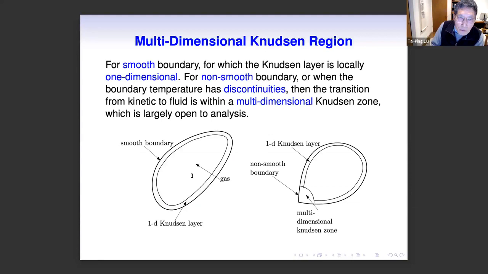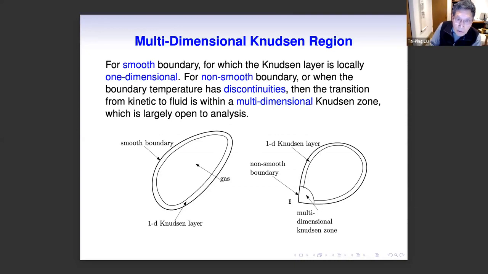However, suppose the boundary data is not smooth. Say the boundary temperature has a discontinuity, then this picture is not right. The collision layer problem would not be one-dimensional. And you know the radiometer: you shine a light, then this frame begins to rotate. And this is the case where the boundary temperature is not continuous.